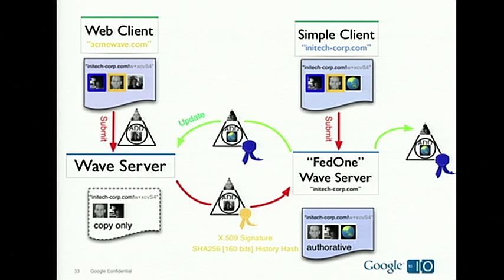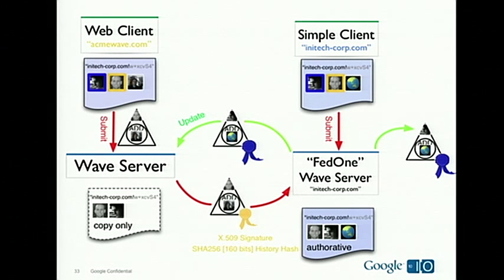And what's interesting about the federation protocol is we've built some security features into it. So it's signed here with an X509 signature by the domain that has a client making those changes. So in this case, the cert for acmewave.com is used for signing.